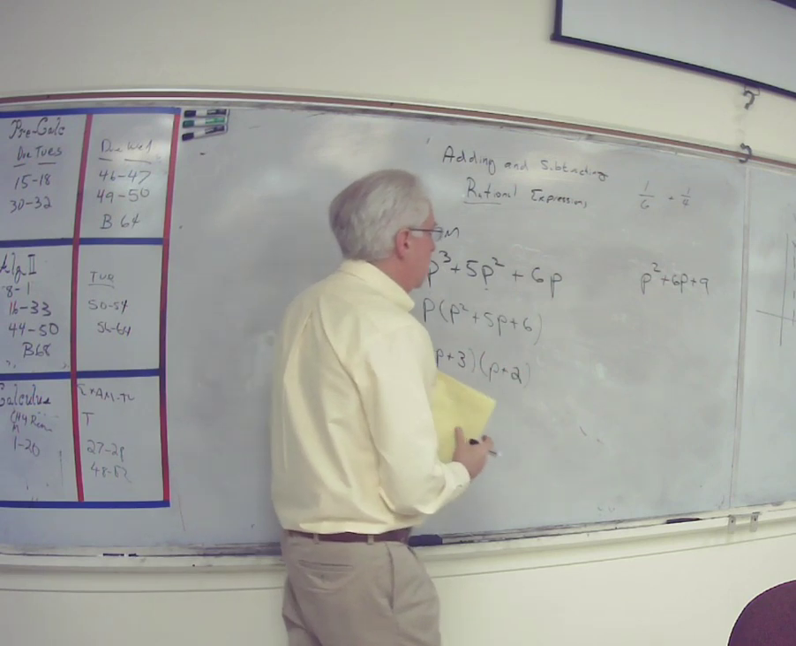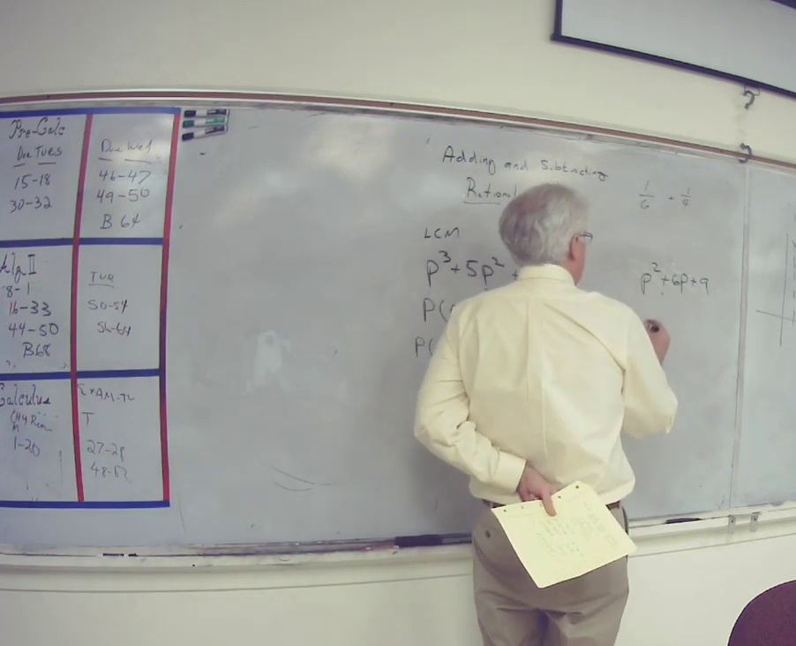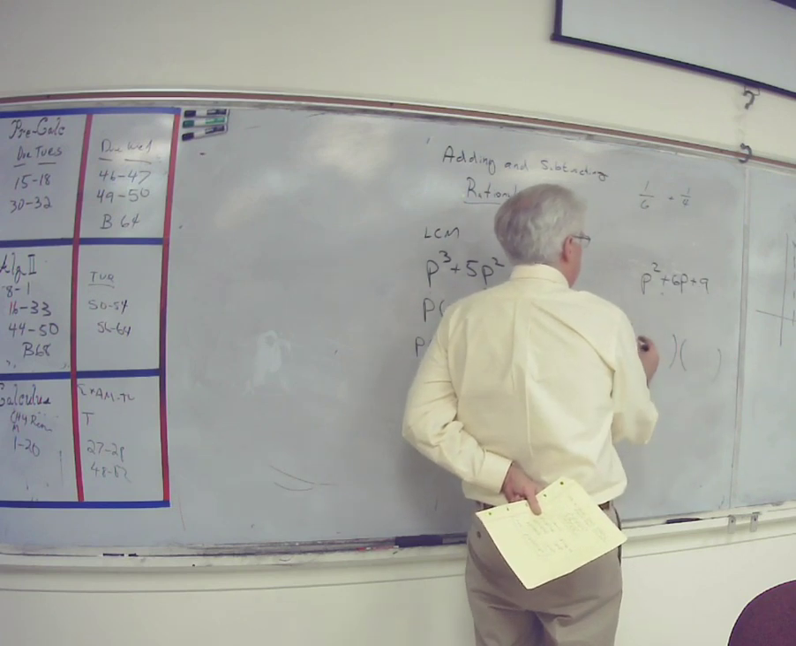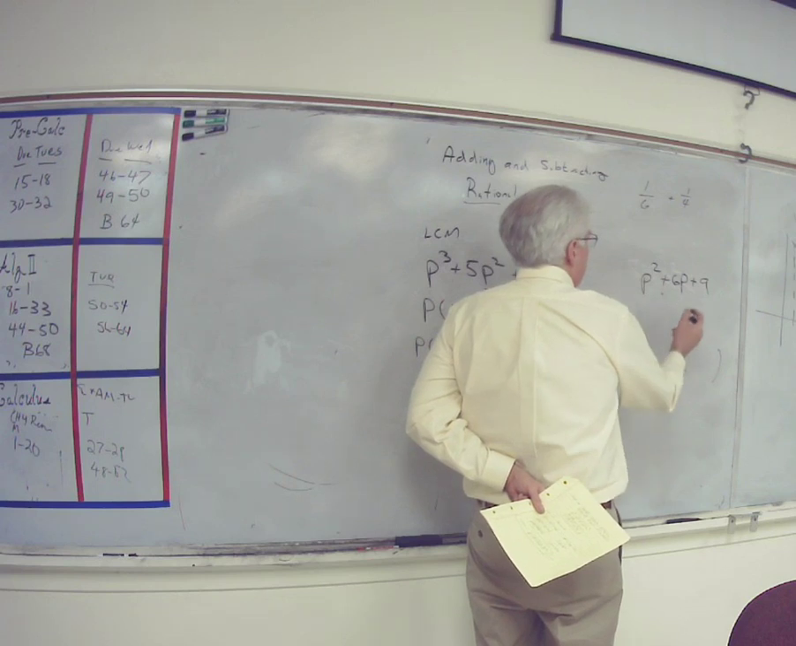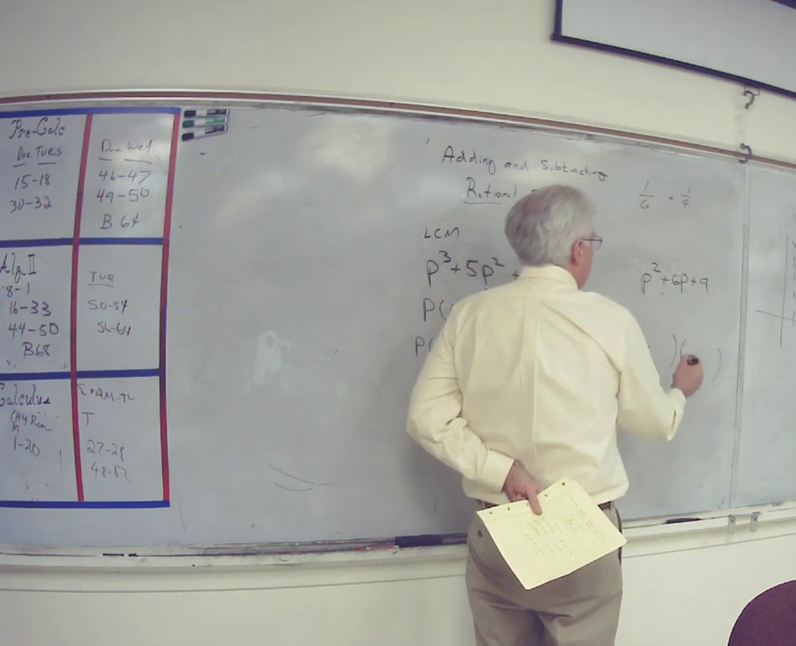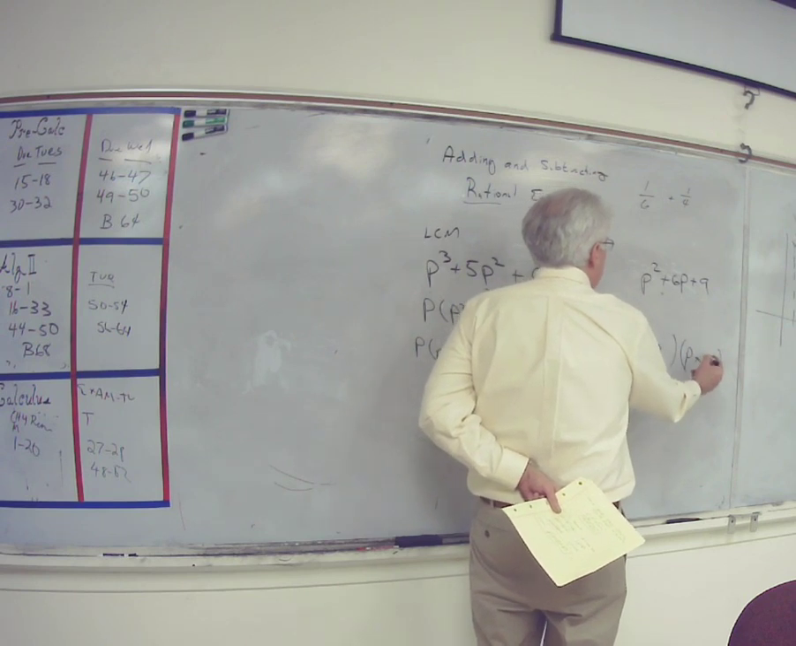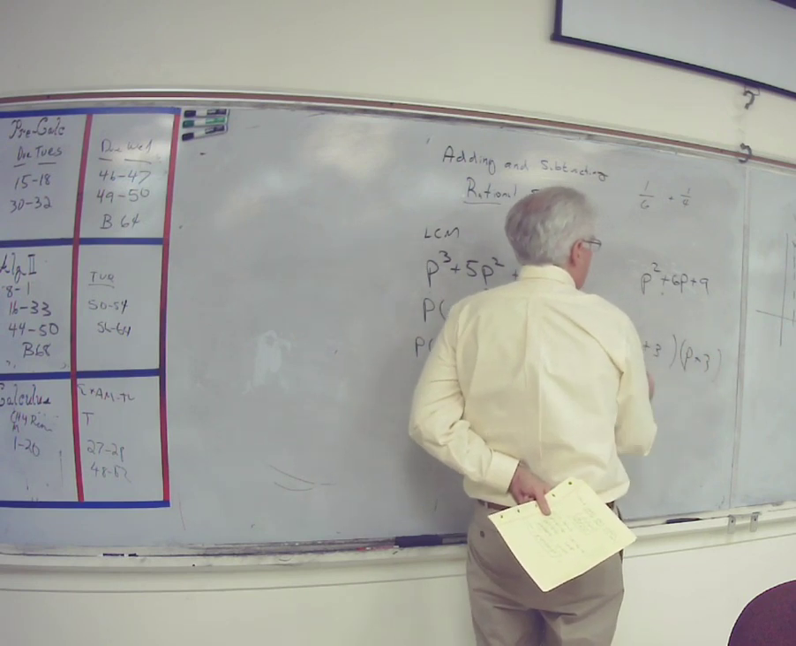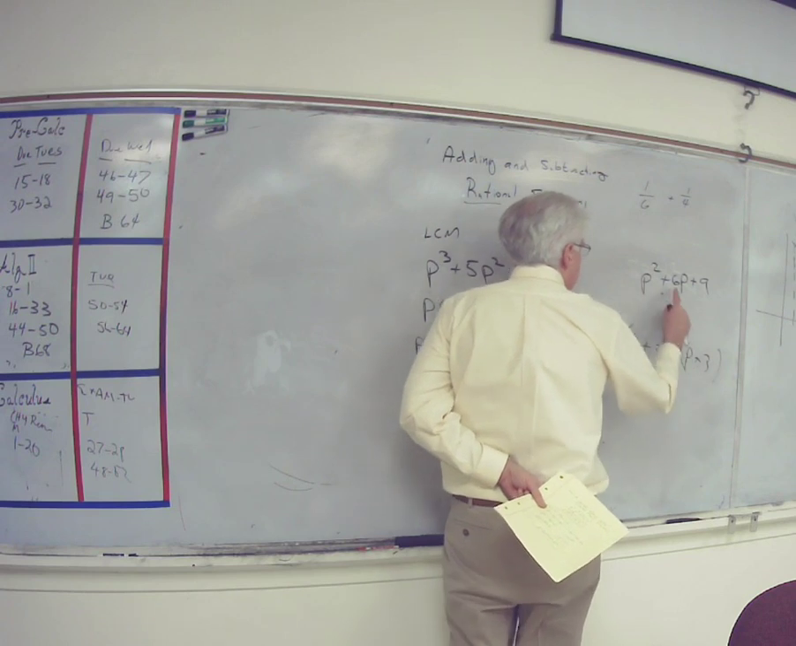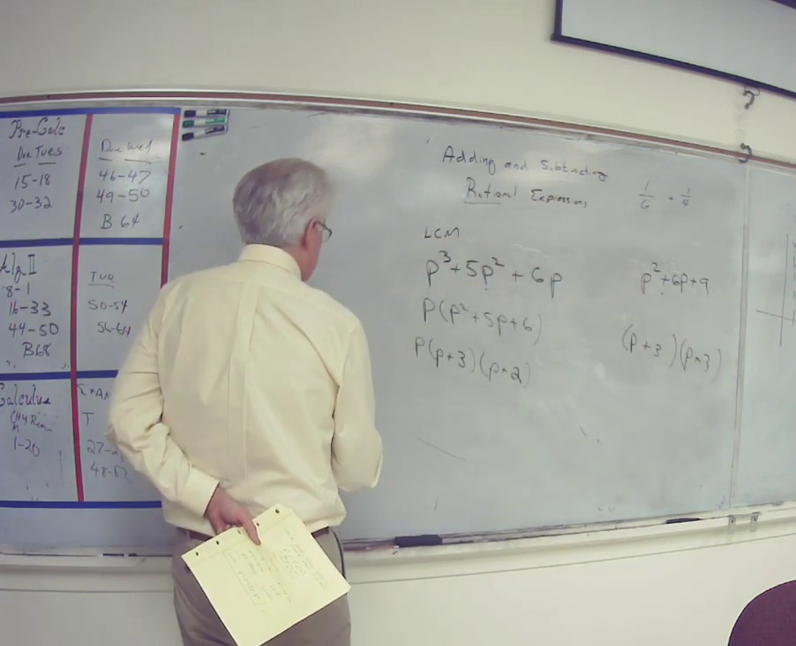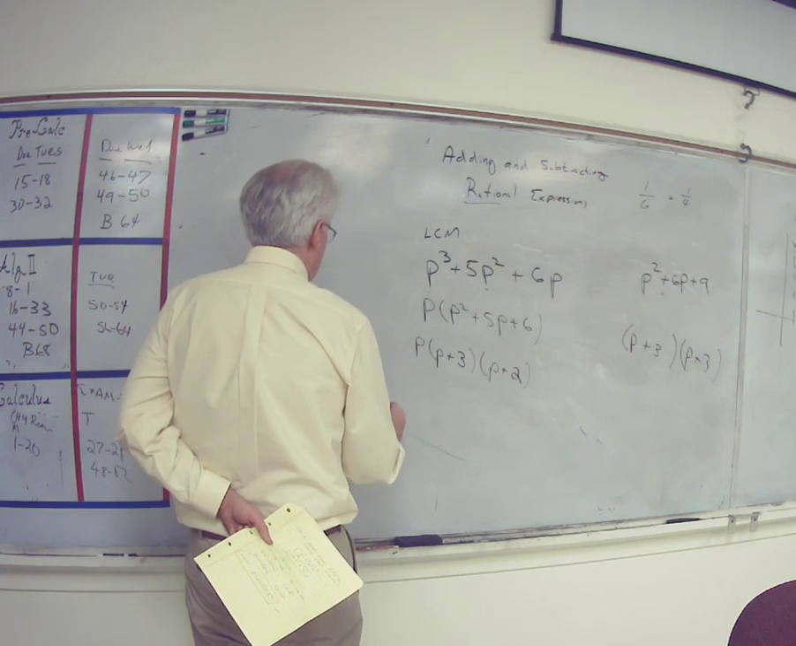Okay. So then, Josie, what do I need to do with this one? Factor. Okay. Josie, what would this be? P plus 2 and P plus 3. 3 times 2 is not 9. P plus 3 and P plus 3. Okay, so that's P squared plus 3P plus 3P is plus 6P plus 9. Boom, we got it. Now, what is the least common multiple?